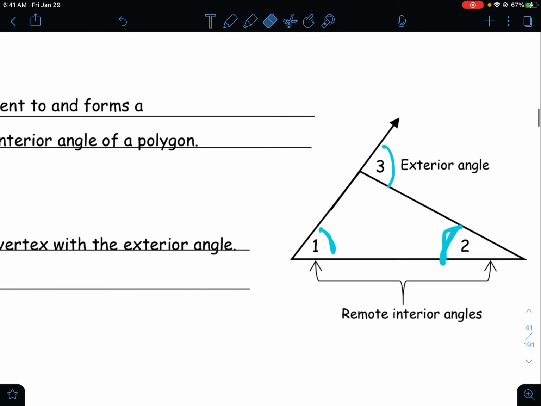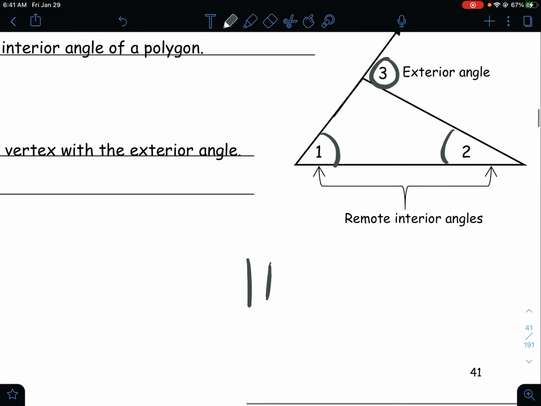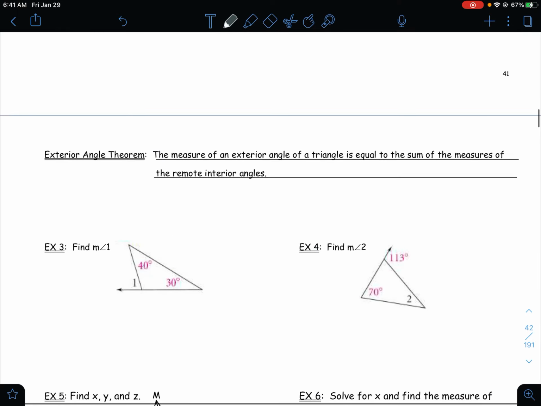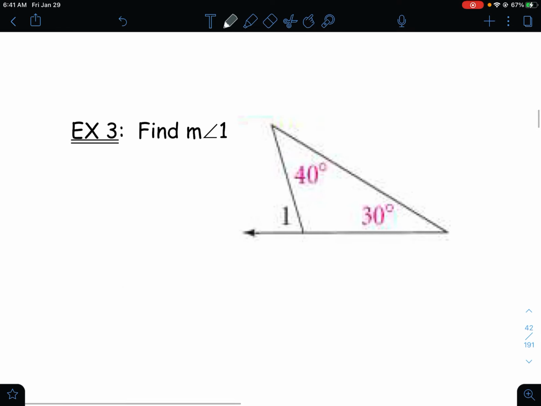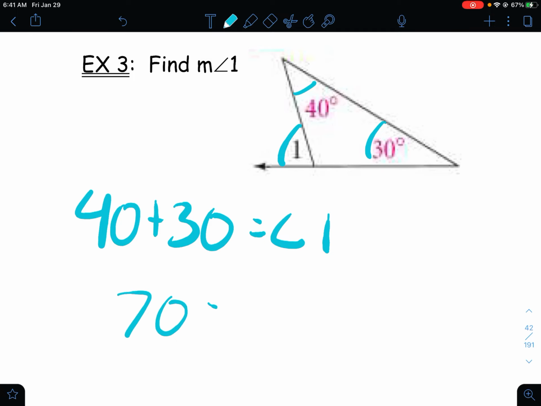Well, basically, if we go back here, it means that this angle plus this angle is going to equal this angle. So 1 plus 2 is going to, actually, I shouldn't put it like that. I should say angle 1 plus angle 2 equals angle 3. All right, so if we look here, we could say this angle plus this angle equals this angle. All right, so we'll say 40 plus 30 equals angle 1. So we get 70 equals angle 1. And that's our answer, 70 degrees.